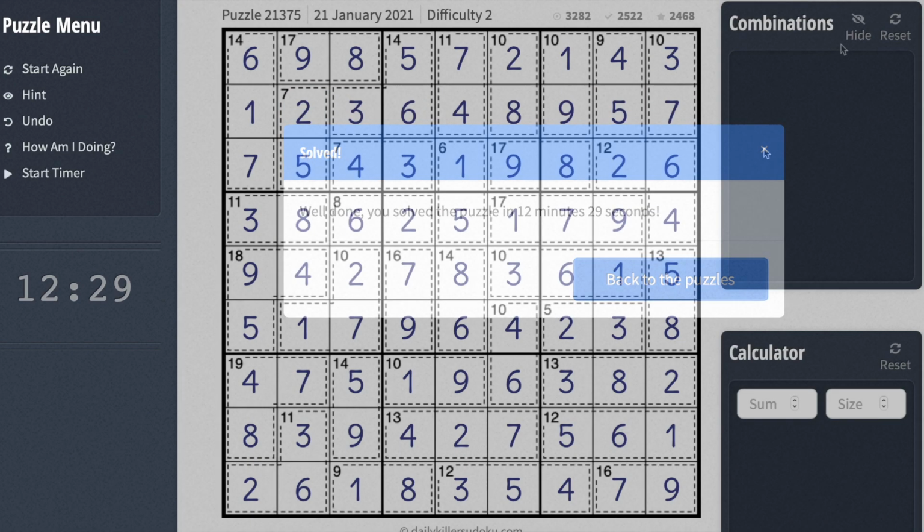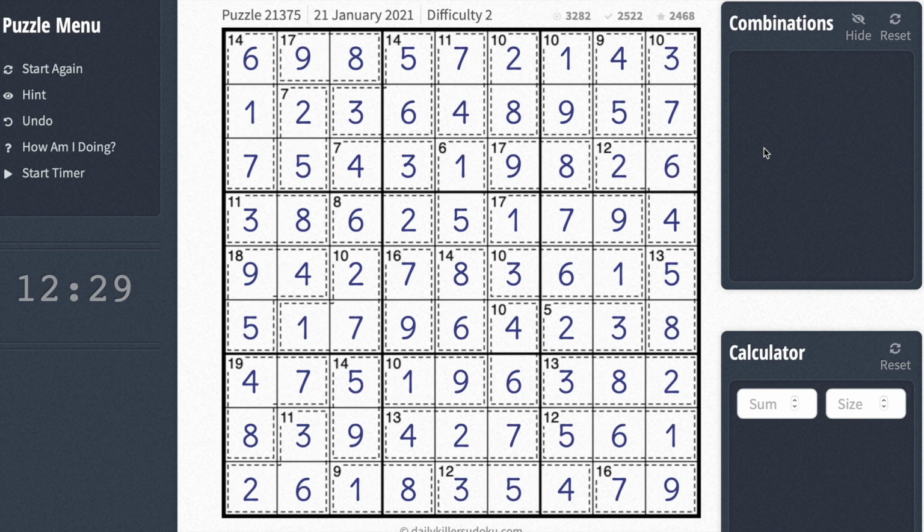There we go. I think that's a really nice example of a 2 difficulty where it's not a total gimme, but it's definitely approachable for beginners and it's quite quick for anybody above that level.